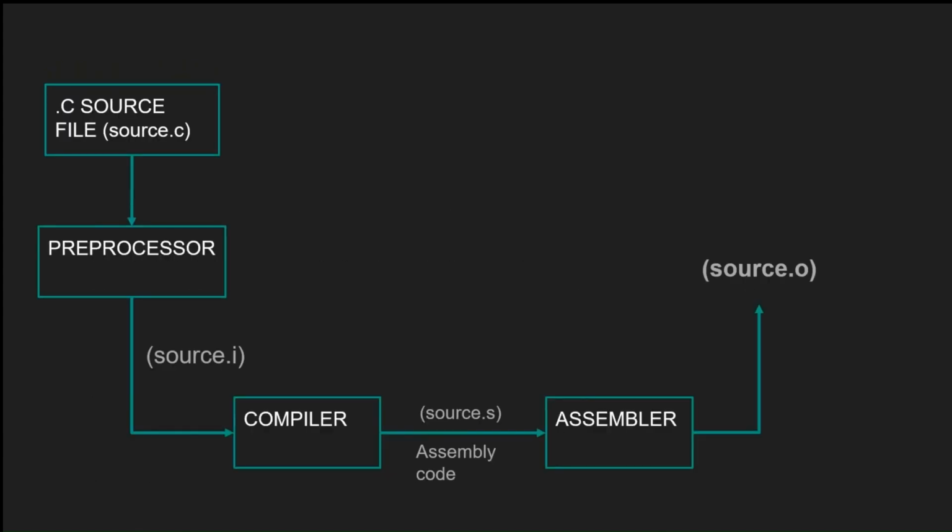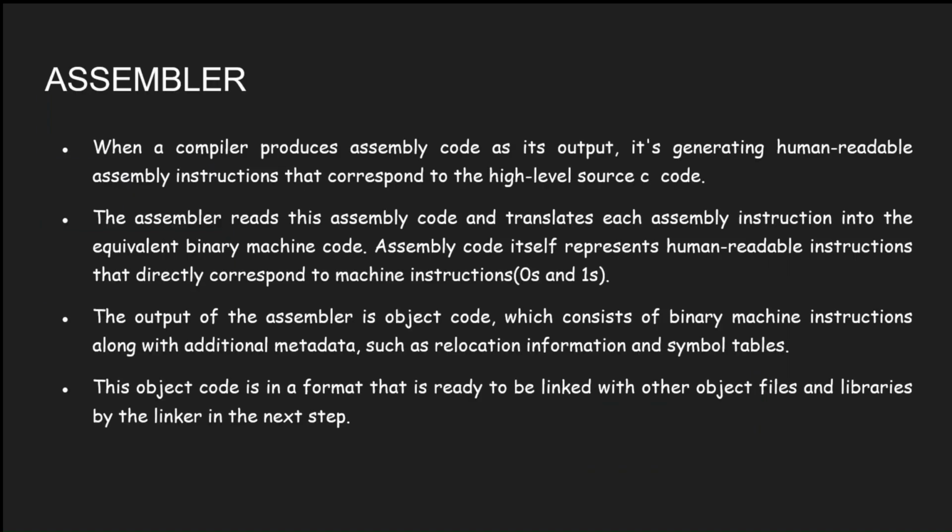The third step is the assembler. It takes the assembly code generated by the compiler as input and produces a source.o file, which is an object file. What is happening inside an assembler? When a compiler produces assembly code as its output, it is generating human-readable assembly instructions or assembly language that corresponds to the high-level C language.